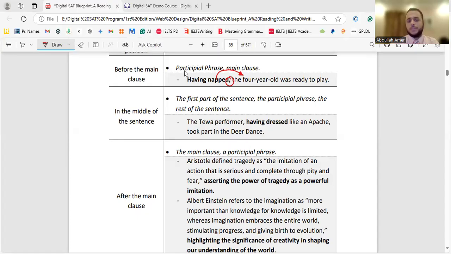So having napped is an initial participial phrase, and after that we have the main clause. Or it can be in the middle of the sentence, like the Tewa performer, having dressed like an Apache, took part in the deer dance. Having dressed like an Apache is a participial phrase. So having dressed like an Apache is describing the Tewa performer.